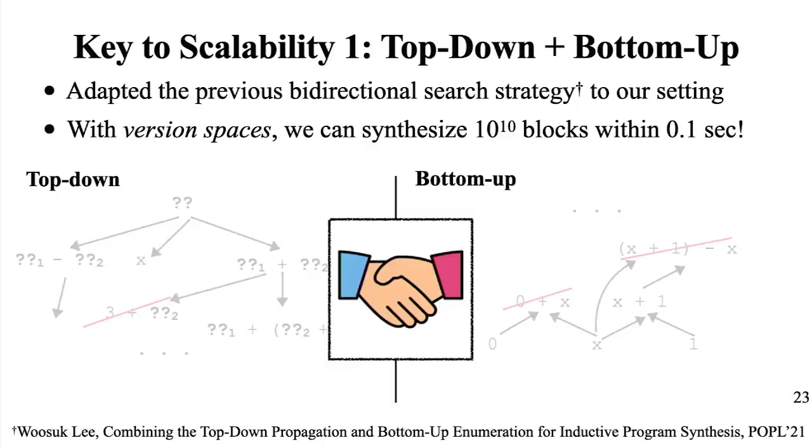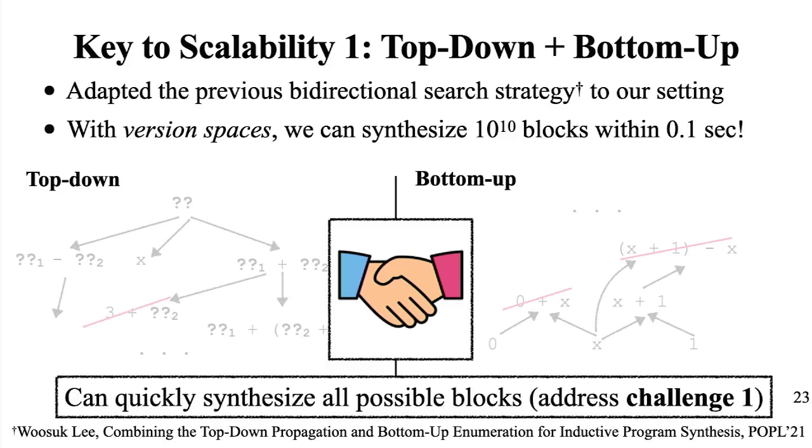To address the first challenge, we combine top-down and bottom-up synthesis by adapting a previous bidirectional search technique into our setting. And with an efficient data structure called version space, which I will explain in a moment, we can synthesize over 1 billion blocks within 0.1 second. Addressing the first challenge.